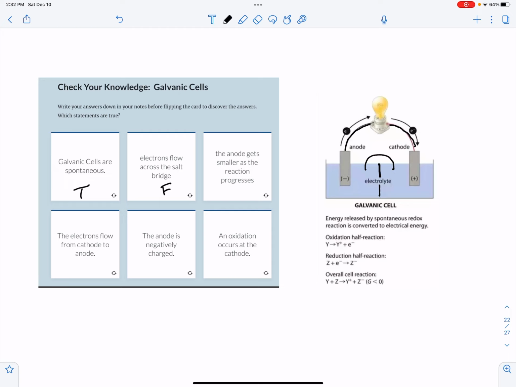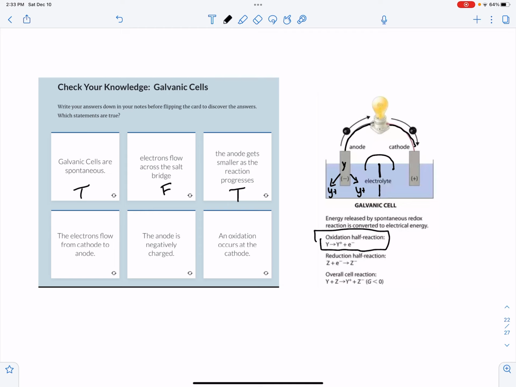So the anode gets smaller as the reaction progresses. So if you aren't sure, right here, this is what's going on. The anode is the oxidation. And you'll notice that this guy is slowly going into solution as Y+. It's Y neutral as a little chunk of metal, but it's going into solution. So this one is for sure getting smaller.